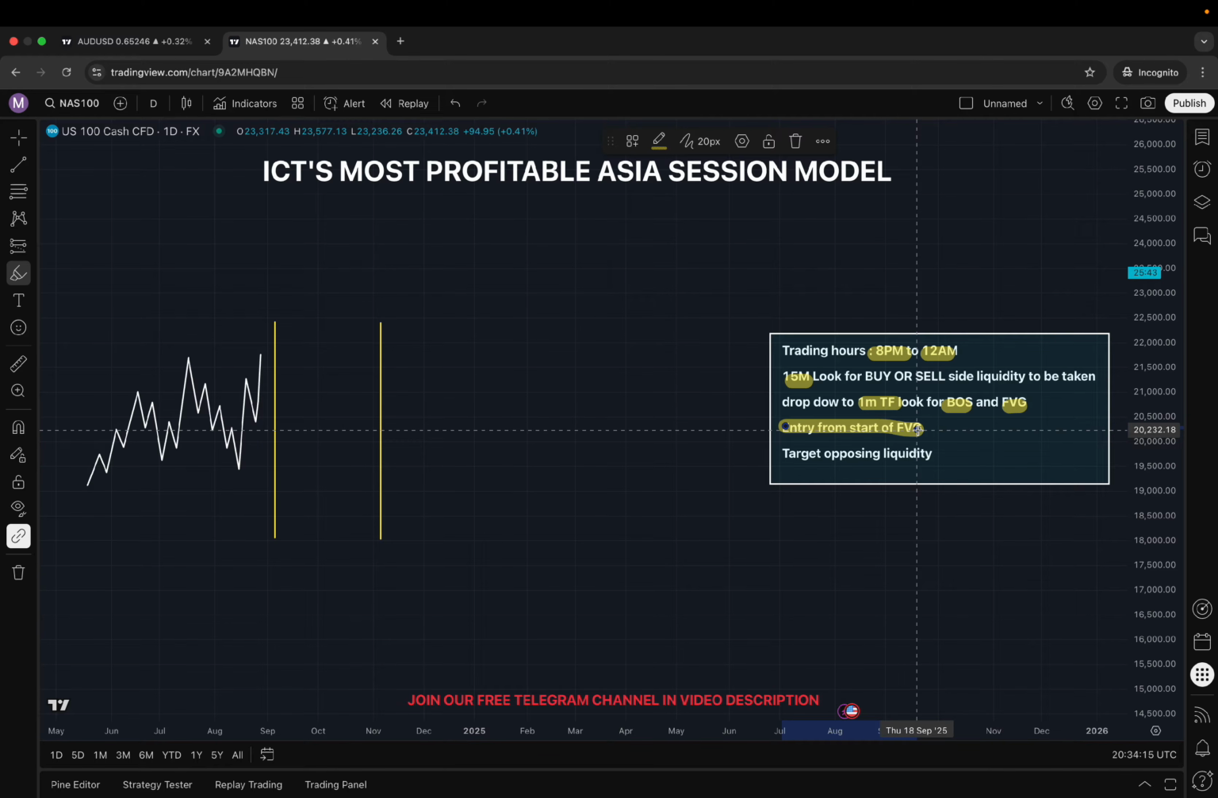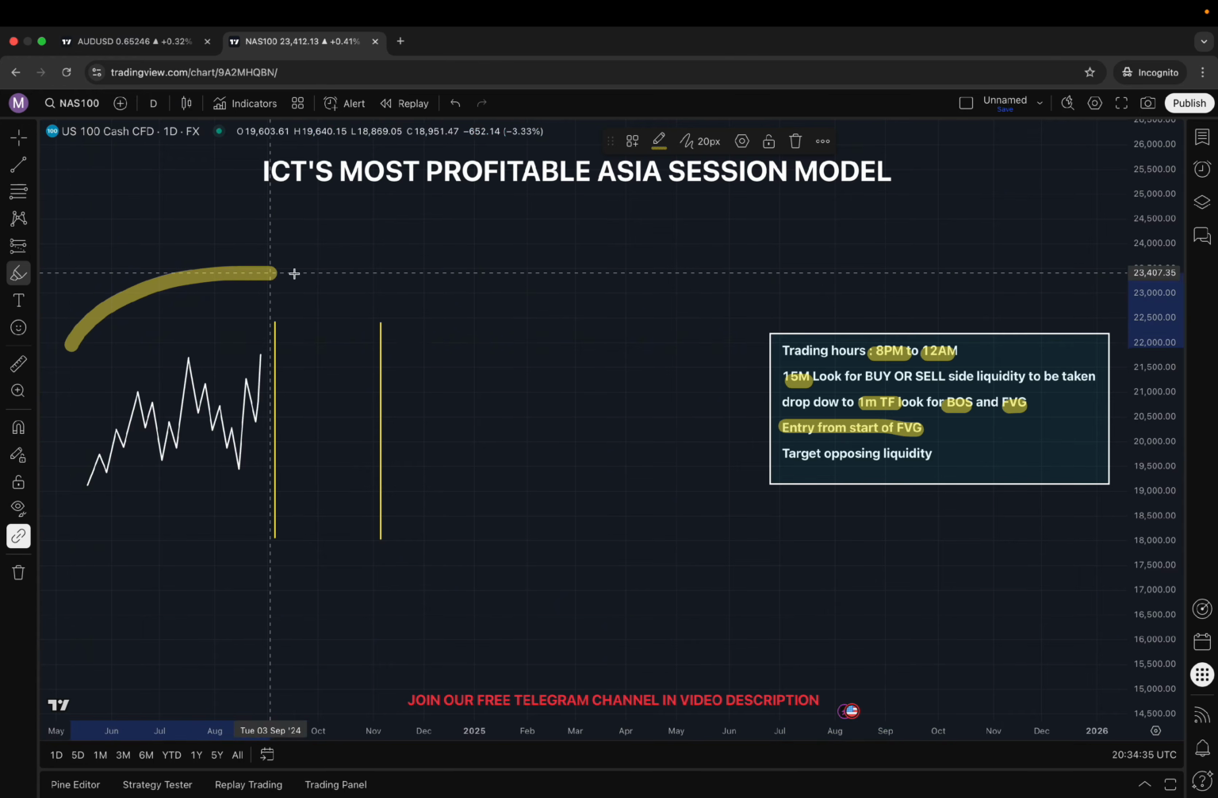Now, targeting opposing liquidity doesn't always give you the highest win rate. So I'm going to be showing you guys a few different ways to take profit. I know a lot of you guys have very high win rate models, but don't exactly know when to take profit. So this video is going to be focused on when to take profit, as well as how to trade the Asia model. So let's get started.